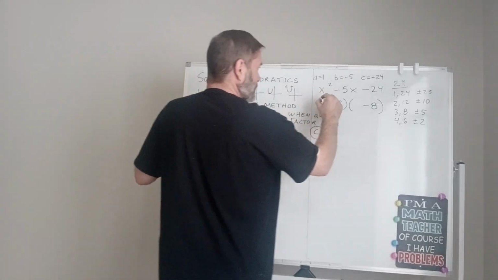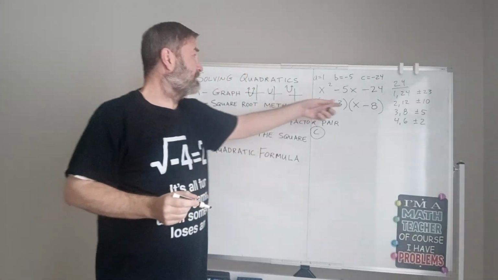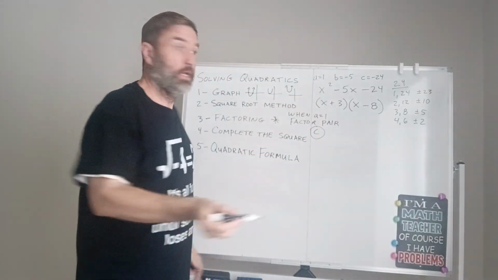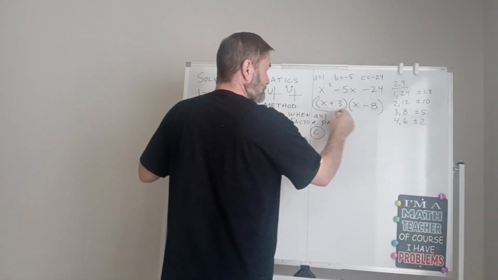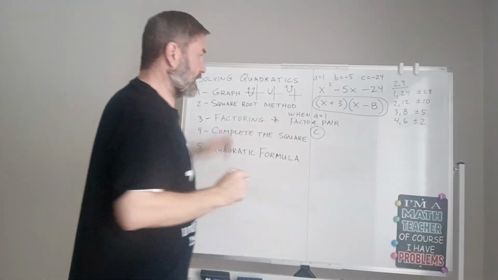Now, to get x squared, you just need to have x times x. And when A is 1, that's what your binomials will always be: x plus or minus some number, x plus or minus some number. And guess what? You're done. That's it. That's factored. Okay, one more example so you can see it.